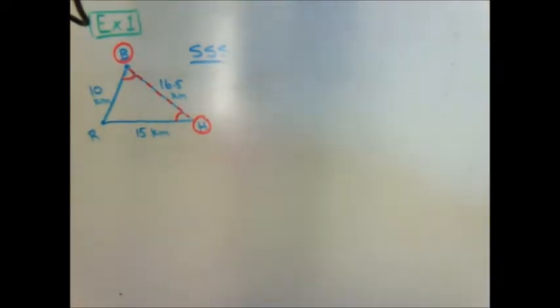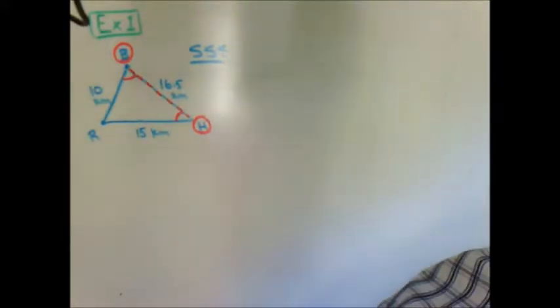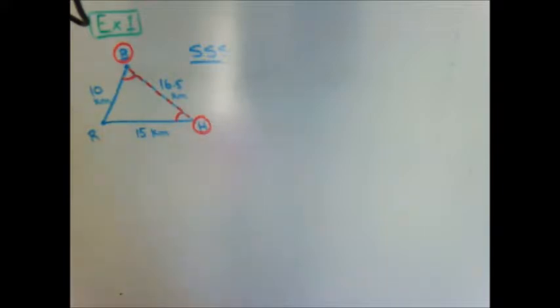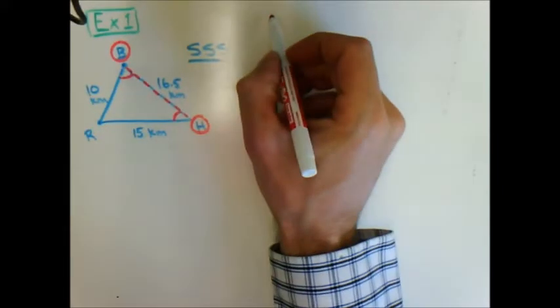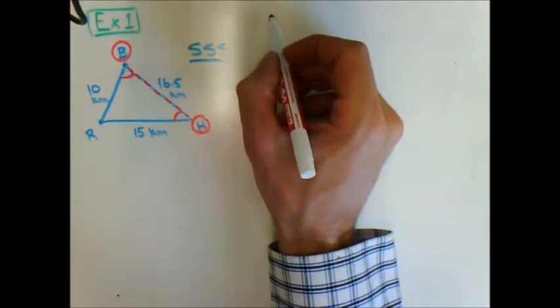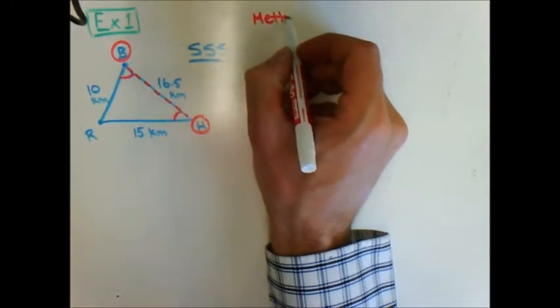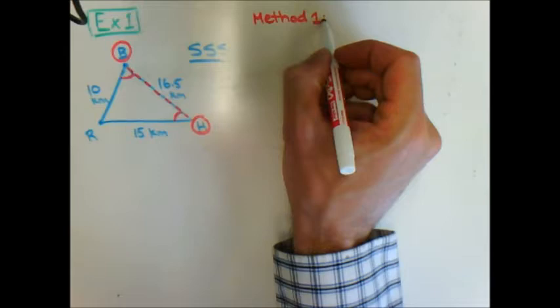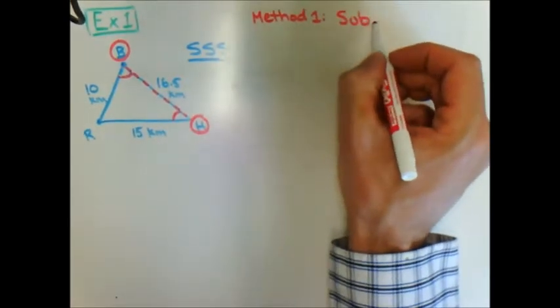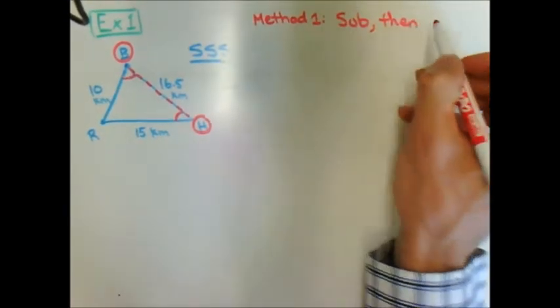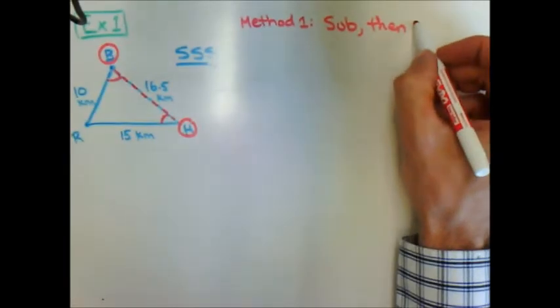So here we go. We're going to do this two different ways. The first way is to substitute what we know and then rearrange. The second way is to rearrange and then substitute. So first, on the left side of your page, I've separated it into two things. You've got method 1, which is substitute, then rearrange.